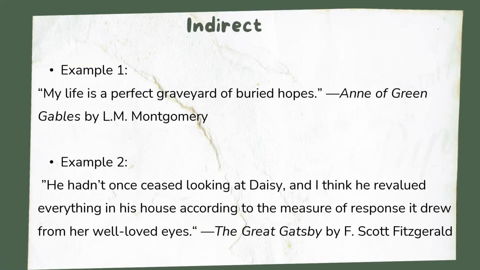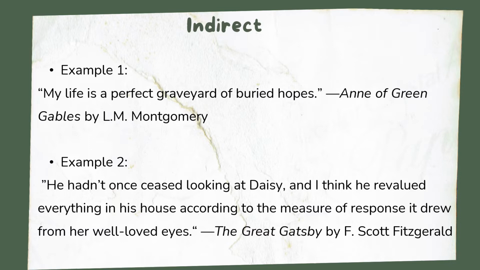Here are a couple of examples from great literary pieces. The first one from Anne of Green Gables by L.M. Montgomery. My life is a perfect graveyard of buried hopes. All right, so here, Anne, discussing her life, which is obviously not a graveyard. Her life can't be a graveyard, but she's being abstract here. She's using a metaphor, a graveyard of buried hopes, meaning all of her true hopes and dreams have been shoved down into the ground. She's had to bury them to get through life.